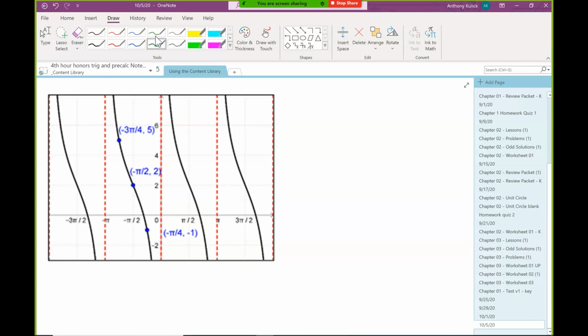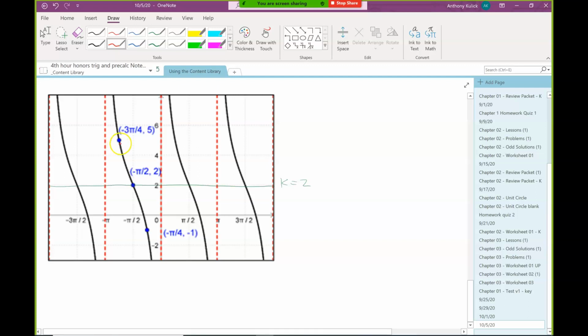Okay. So what should our K be? That's where I usually would like to start. 2. Very good. Everybody okay with that? Okay. What's our value for A going to be?